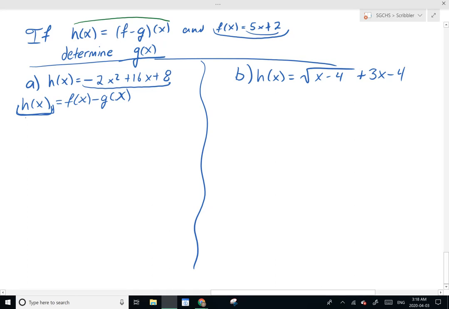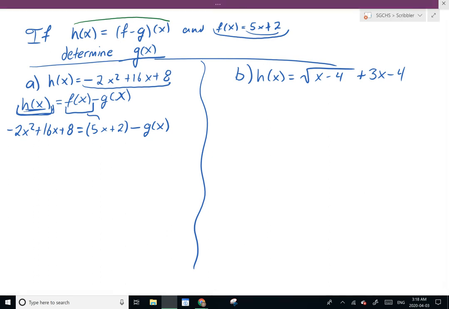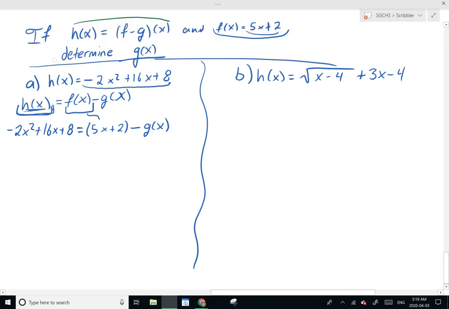So h of x right here, I'm going to substitute in for the equation. Negative 2x squared plus 16x plus 8. Then you're given the function here, 5x plus 2. Okay, so I'm going to substitute f of x for its equation, put it in brackets, 5x plus 2, and that's subtracting g of x, and that's what we're looking for. We're looking for g of x. So now you can simply solve this like a variable. You're going to move everything to one side except for g of x. So isolate for g of x.